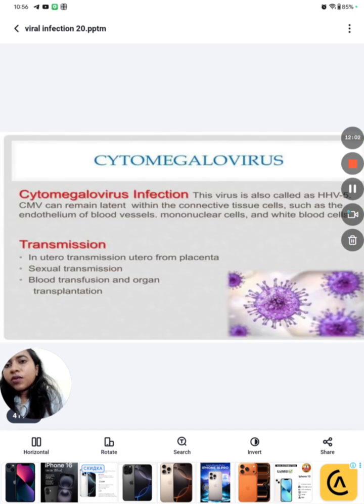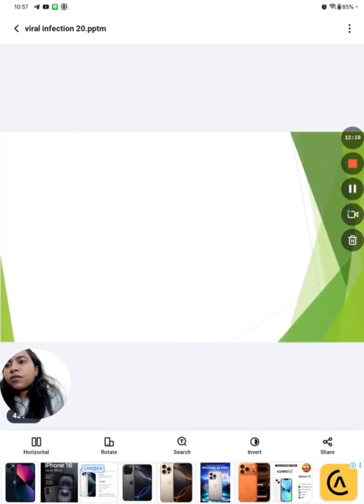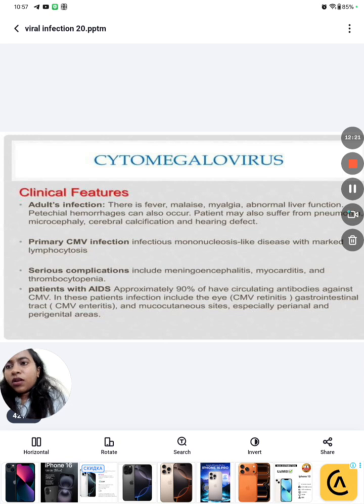CMV, which is the virus, is also called HHV5 and remains latent within connective tissue cells. Transmission is in utero, from mother to placenta, sexual transmission, and blood transfusion. Clinical features: fever, muscle pain, abnormal liver function. Then primary infection of CMV, which is infectious mononucleosis. Then serious complications: meningoencephalitis, myocarditis, and thrombocytopenia.